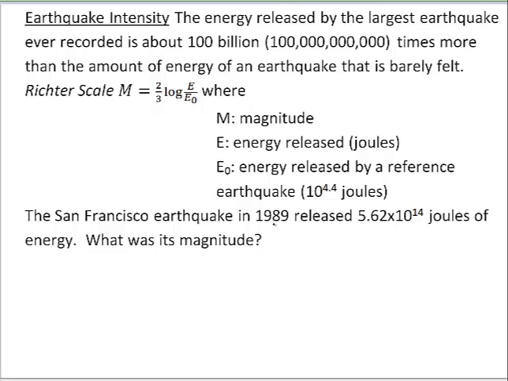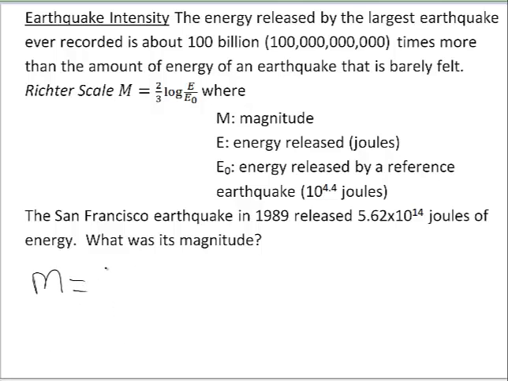So again, we have these numbers. It looks fairly similar. M is the magnitude, E is the energy released, E sub 0 is a reference earthquake, which we're going to take to be 10 to the 4.4 joules. And so we can calculate things like this. I'm old enough to remember this earthquake. I was watching the World Series when it happened. The earthquake in San Francisco in 1989 released that many joules of energy. So we want to know what was its magnitude. So we plug things in their appropriate places.